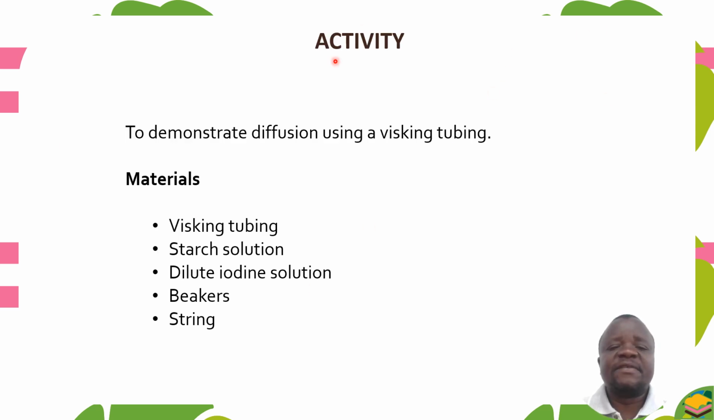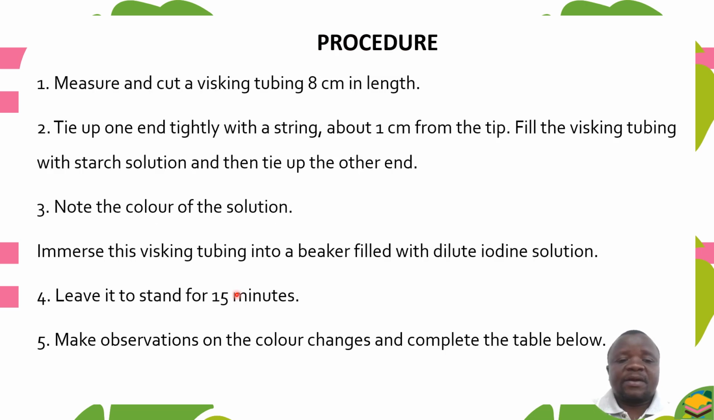This activity will be done in order to demonstrate the physiological process of diffusion. To demonstrate diffusion using the Visking tubing, one would need these materials: Visking tubing itself, starch solution, dilute iodine solution, beakers, and string. The strings are used for tying the Visking tube. Here we are, the procedure, which is the steps that are followed.